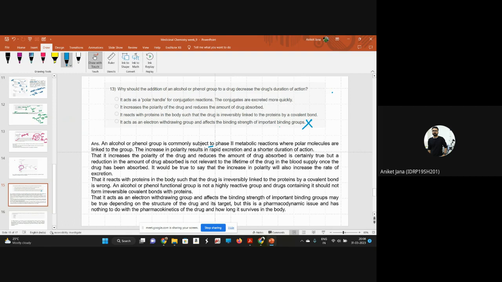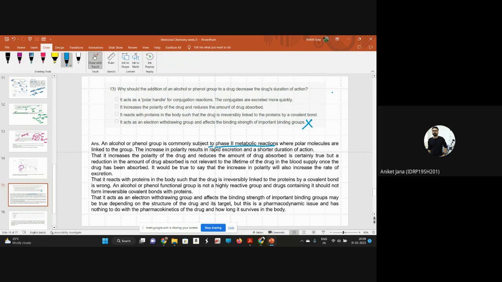So let's see what is the probable explanation. An alcohol or phenol group is commonly subjected to a phase 2 metabolic reaction, where polar molecules are linked to the group. Right? This is the common characteristic of the phase 2 metabolic reaction we have gone through earlier. Then the increase in polarity results in rapid excretion and a shorter duration of action.